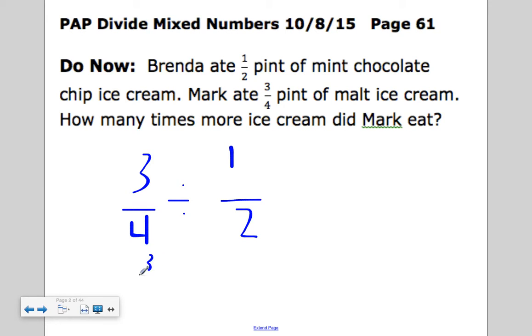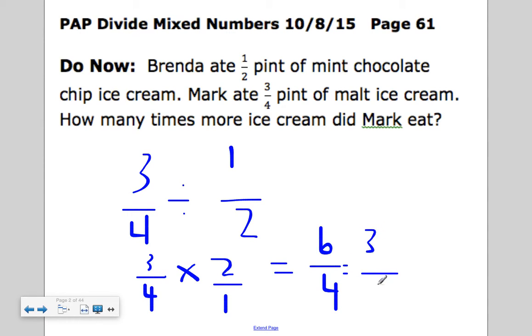So again, you multiply by its reciprocal. So I keep the 3/4. I change the division to a multiplication, and then I do the reciprocal of 1/2, which is 2/1, and I get 6/4, which simplifies to 3/2, which as a mixed number is 1 1/2. So 3/4 is 1 1/2 times larger than 1/2.